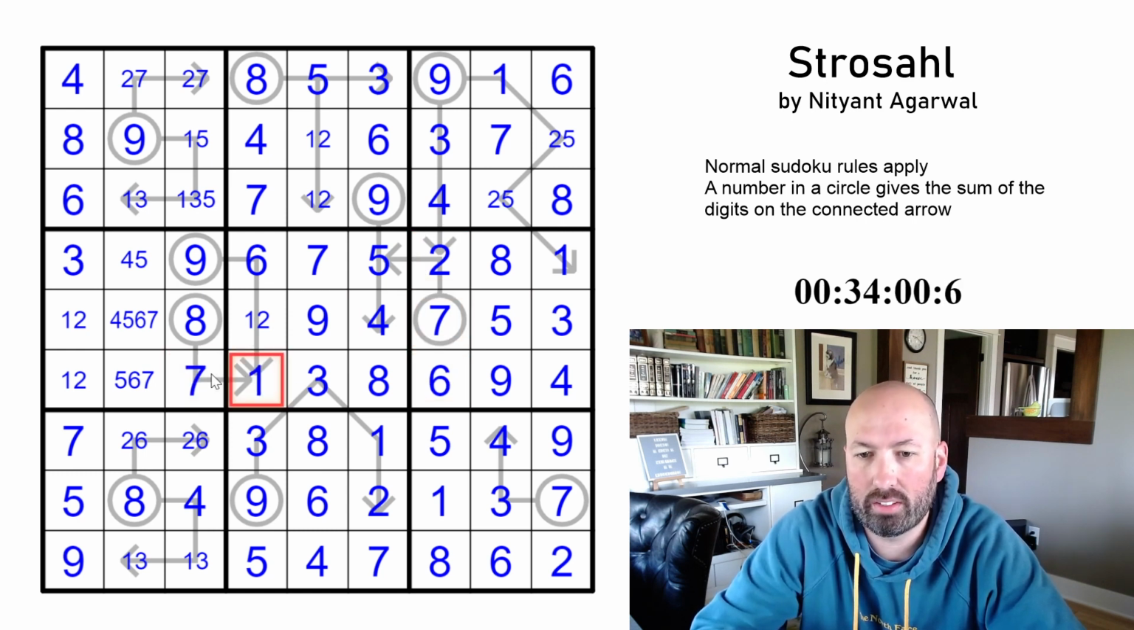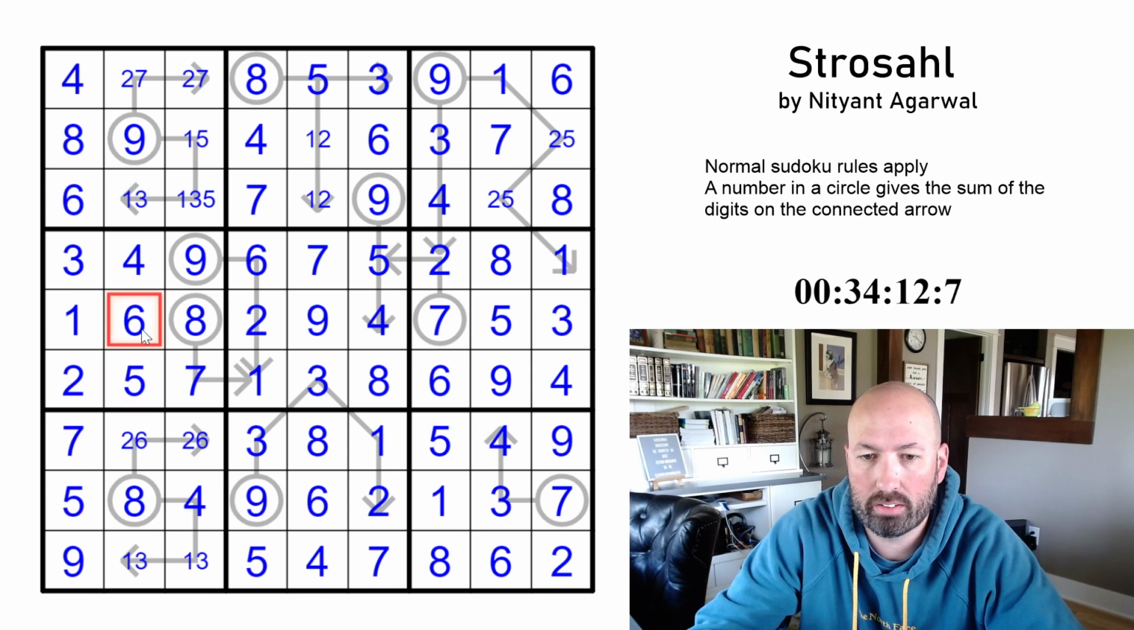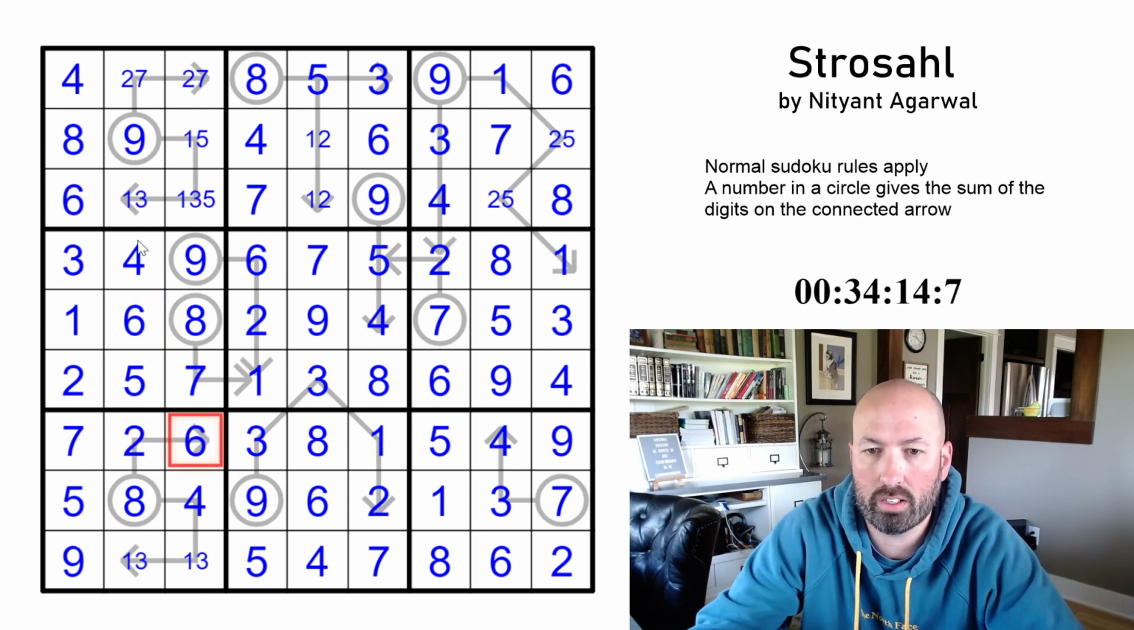This is a 7 and a 1 and a 2. A 1 and a 2 and 6 and 1, 2. This is not 6 or 7. It's 5. That's a 4. That 6 gives us the 2 and the 6, which is going to give us the 7 and the 2 up there.